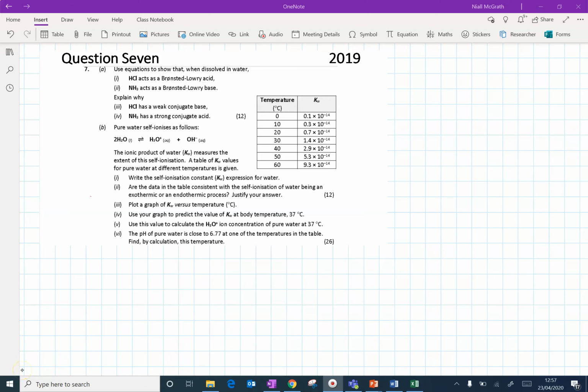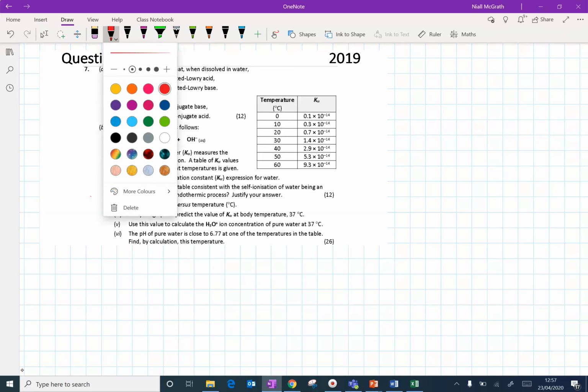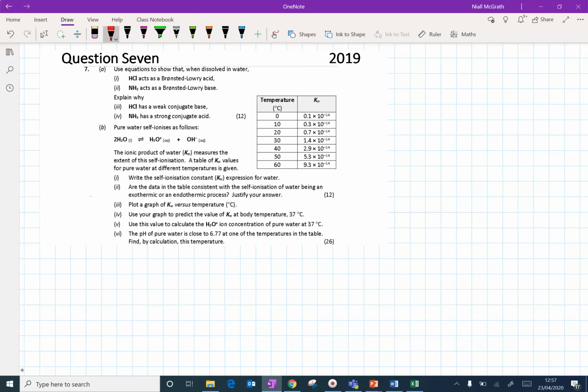This is question 7 from the 2019 Leaving Cert paper, based on acids and bases in pH. Okay, so we'll have a quick run through it, and we'll start with part A.